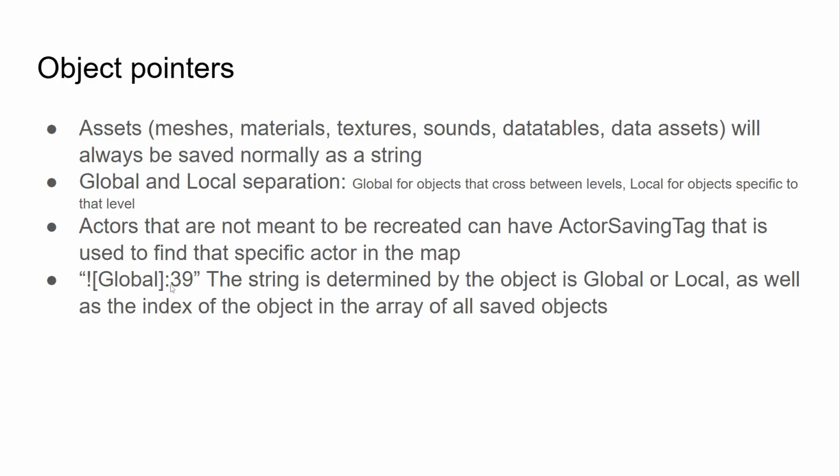Like I explained a little bit earlier, global or local is the type of string that is being saved depending on whether it's a global actor or local actor, and that is what is being saved when another actor references this object.